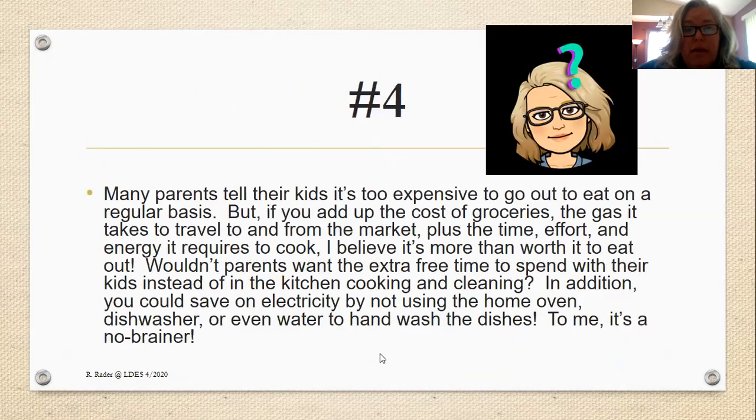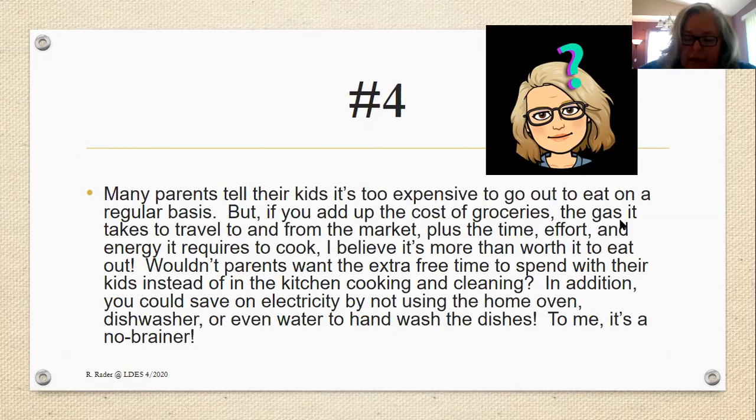Number 4. Many parents tell their kids it's too expensive to go out to eat on a regular basis. But if you add up the cost of groceries, the gas it takes to travel to and from the market, plus the time, effort, and energy it requires to cook, I believe it's more than worth it to eat out. Wouldn't parents want the extra time to spend with their kids instead of in the kitchen cooking and cleaning? In addition, you could save on electricity, but not using the home oven, dishwasher, or even water to hand wash the dishes. To me, it's a no-brainer.